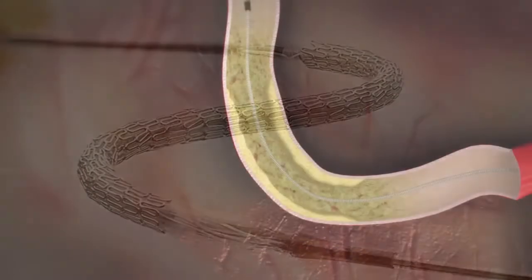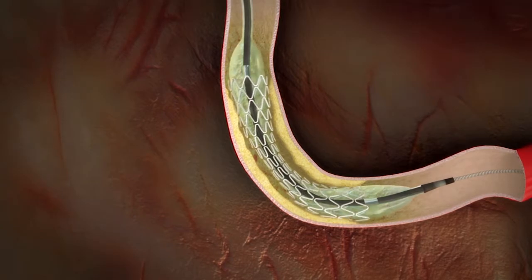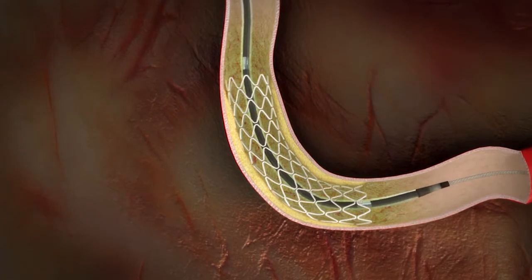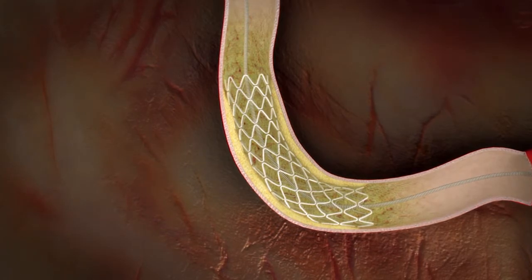Your doctor inserts this catheter through the sheath and into the blocked area of your artery. The balloon is inflated, expanding the stent against the artery wall. After the stent is fully expanded, the balloon is deflated and removed. The stent holds the artery wall open to maintain blood flow and stays in your artery permanently.